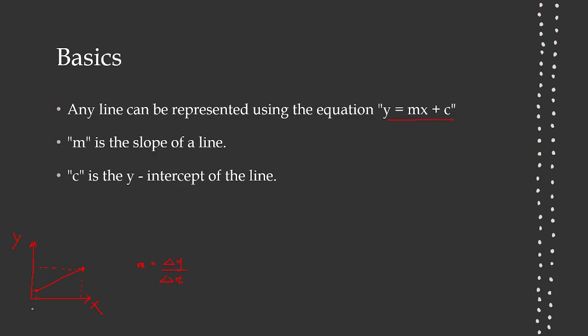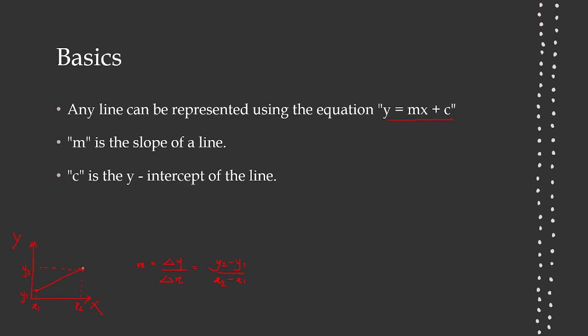So what is delta x and delta y? These points I'll rename x1, x2, y1 and y2. Now we can calculate what delta x and delta y are. So delta y is y2 minus y1 and delta x is x2 minus x1. By this we can calculate the slope of the line.